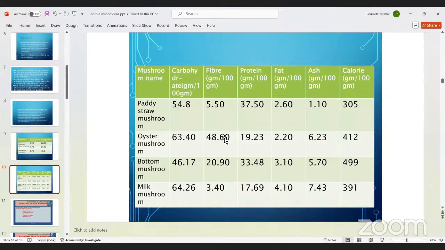When we compare these different edible mushrooms, if we mainly concentrate on protein content, paddy straw mushroom has the highest content, that is 37.5% protein. Next, button mushroom. Based on these concentrations, we can prefer different types. If we are mainly concentrating on a proteinaceous diet, we can prefer paddy straw mushroom or button mushroom. If we want carbohydrates, we can prefer milky mushroom. If we want less fat content, we can prefer oyster mushrooms.